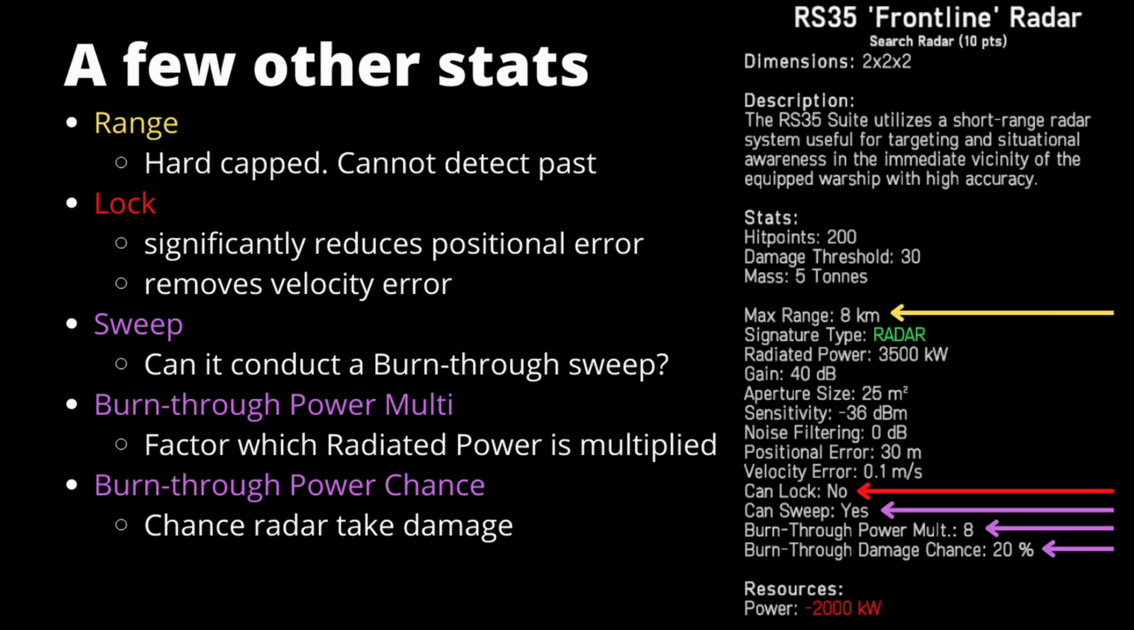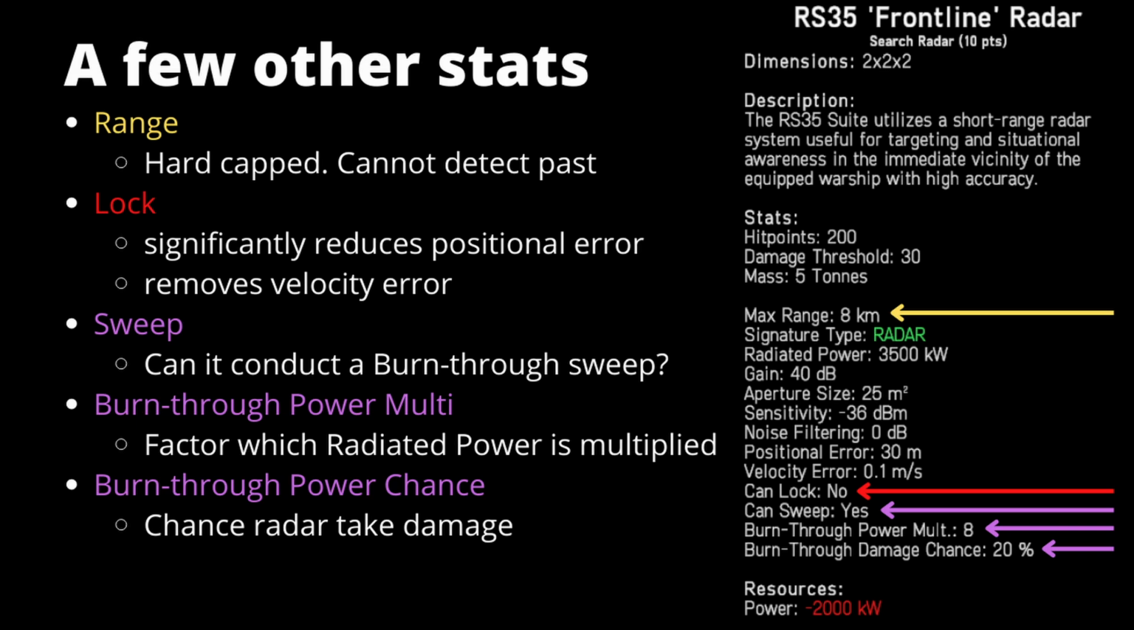So let's go through a few other statistics. Again, using the Frontline radar component, range is hard capped and you cannot detect anything past that. So for the Frontline radar, you'll never see anything further than 8,000 kilometers, no matter how much you buff that radar component, but with other modifiers, that's as far as it'll see. Likewise with the Spyglass radar, which has the longest radar range in the game at 11 kilometers. Can the ship perform a lock or not?